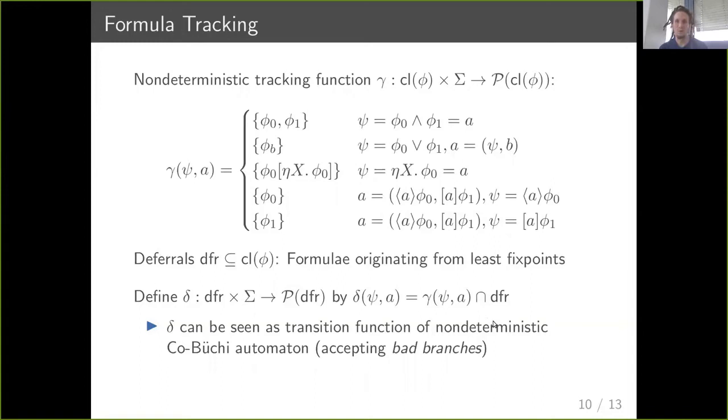And then delta can be seen as the transition function of a non-deterministic Büchi automaton, which is accepting the bad branches within tableau. A bad branch is a path within a tableau. Remember that a word over sigma identifies branches, paths in tableau. And such a branch is bad if it contains the infinite unfolding of a least fixed point, so if it contains an infinite trace according to delta.